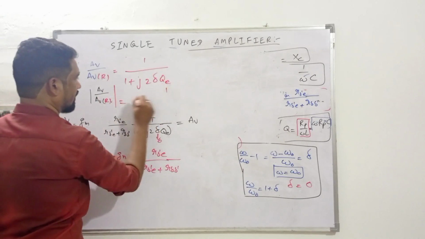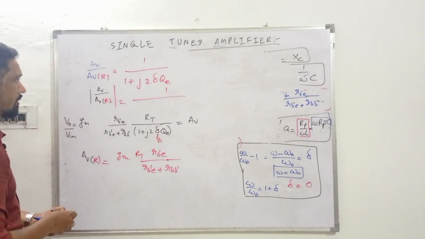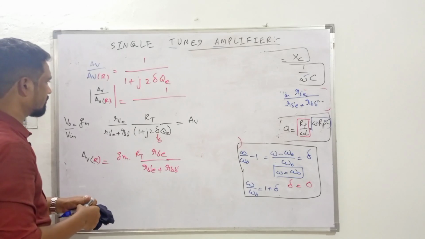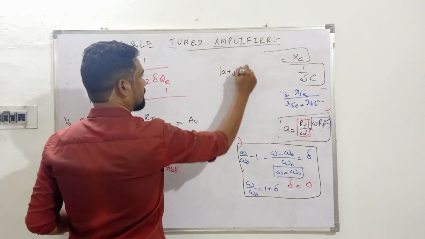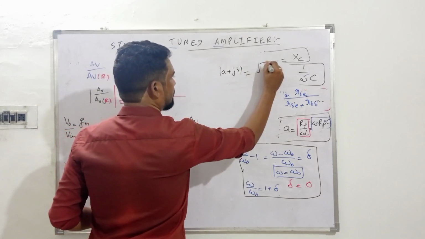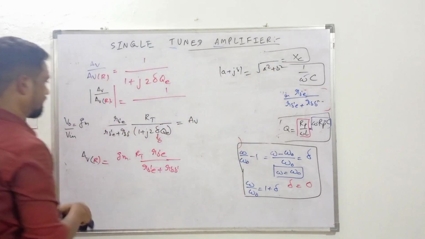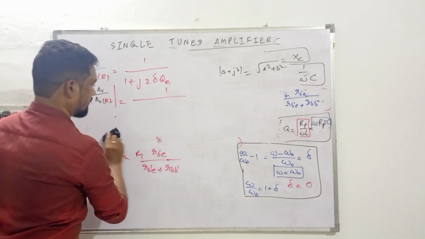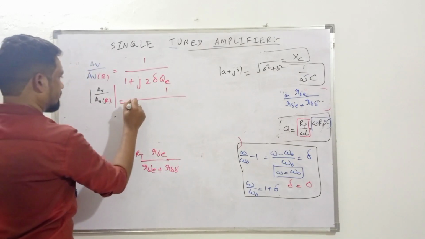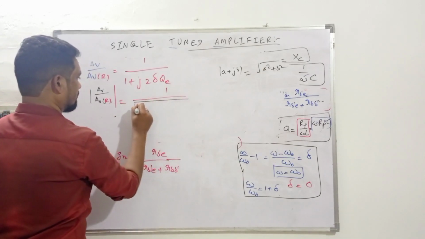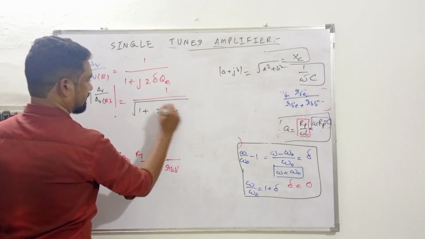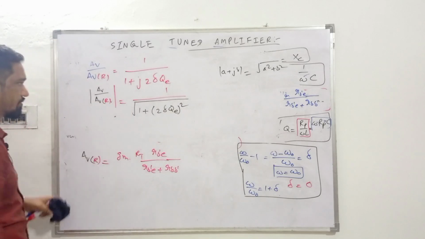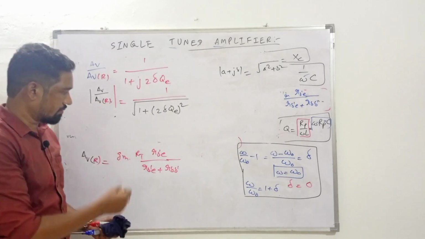Okay, and the magnitude, magnitude of AV by AV at resonance, magnitude will be 1 upon magnitude of A plus jB, the magnitude will be what? Under root A square plus B square, isn't it? So the same thing, we don't need this anymore. Okay, so what is that? Under root 1 plus 2 times del Q effective whole square as expression for the voltage gain. Make a note of this one.